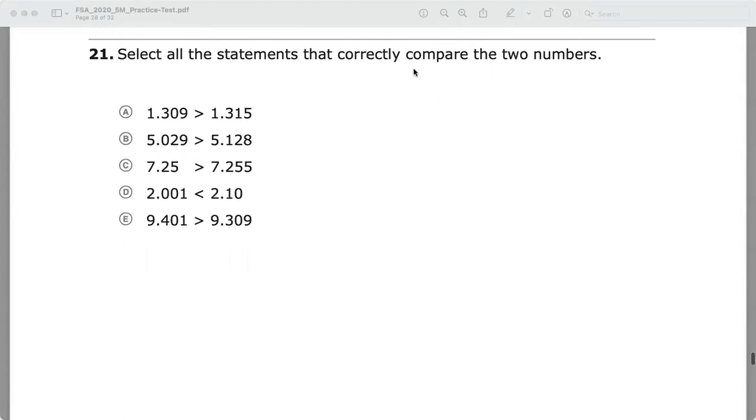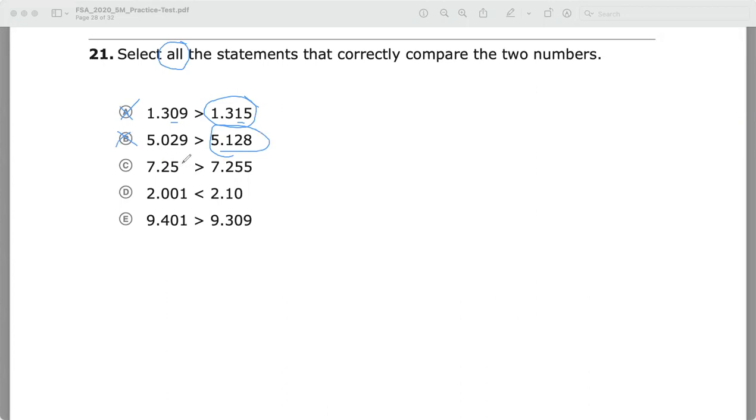Select all the statements that correctly compare the two numbers. So this question, keyword all, you're going to select more than one answer. And greater than or less than. So let's compare these numbers. 1.30, 1.31. This one is the larger one, and the small pointy end is pointing towards it, so that is not true. This one is the greater number. Again, the small pointy end is pointing at it, so not true.